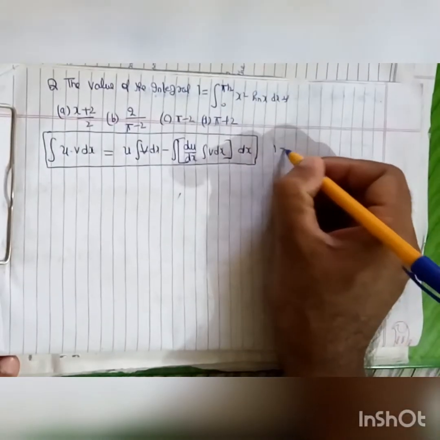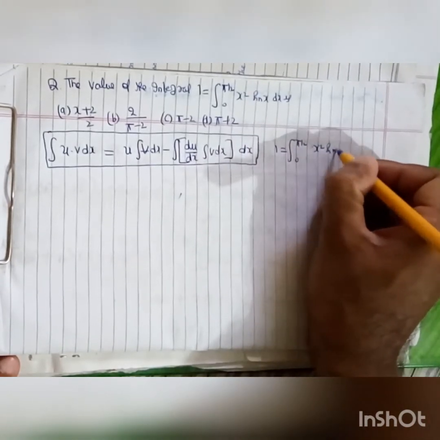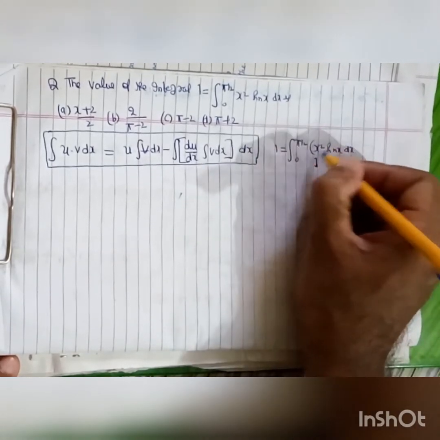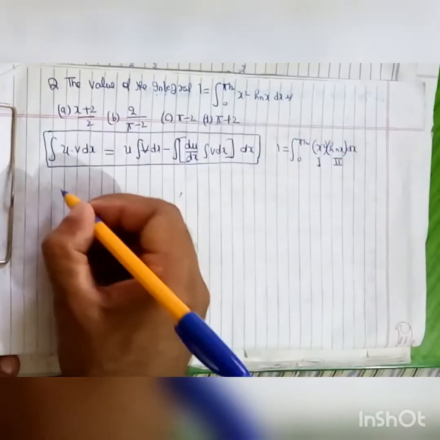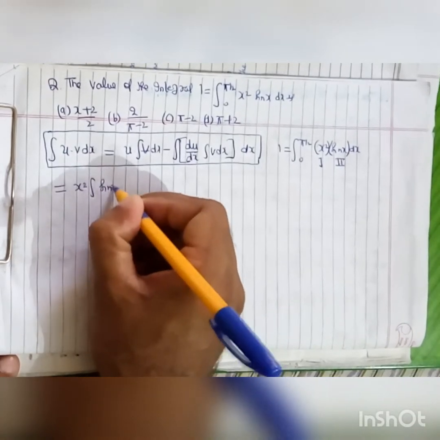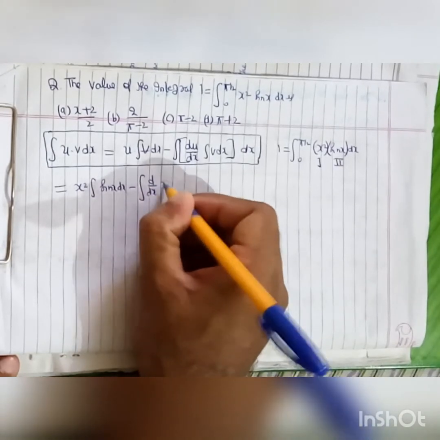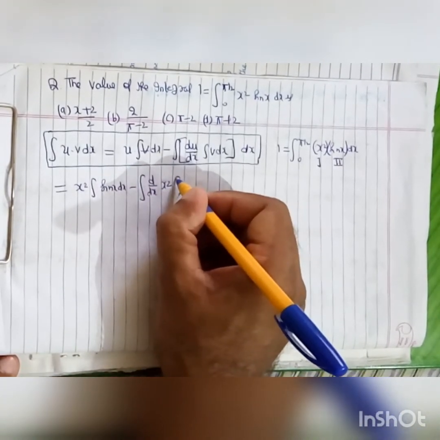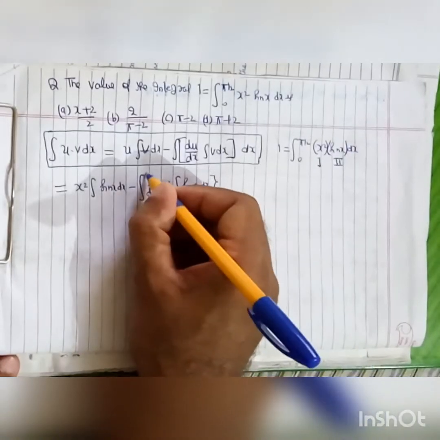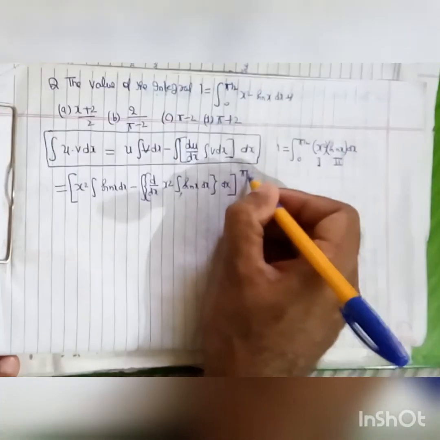So I is equal to the integral from pi by 2 to 0 of x square sin x dx. Let x square be the first function and sin x be the second function. So we will use this formula. It will be first function multiplied by integration of second, minus the integral of differentiation of first multiplied by integration of second, whole integral limit pi by 2 to 0.